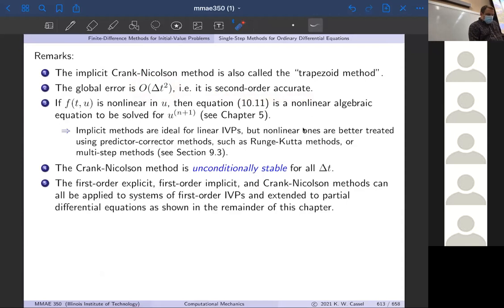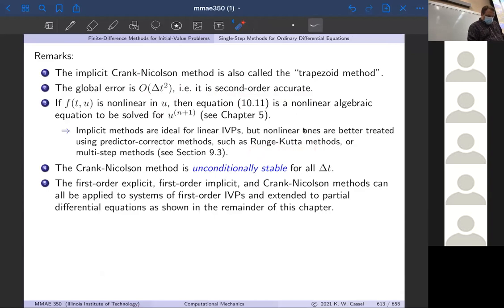The other question that we have is, well, what about nonlinearities? If f(t, u) is nonlinear in u, what are we going to do? Well, this is going to be just like the first order implicit method. I will have a nonlinear algebraic equation on the left-hand side that I'll need to solve using methods such as Newton's method. The alternative is to use something like a Runge-Kutta method, which we'll talk about on Thursday.